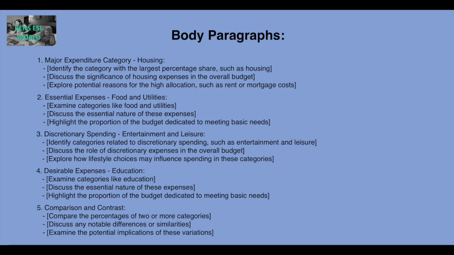Body paragraphs. 1. Major expenditure category. Housing. Identify the category with the largest percentage share, such as housing. Discuss the significance of housing expenses in the overall budget. Explore potential reasons for the high allocation, such as rent or mortgage costs.